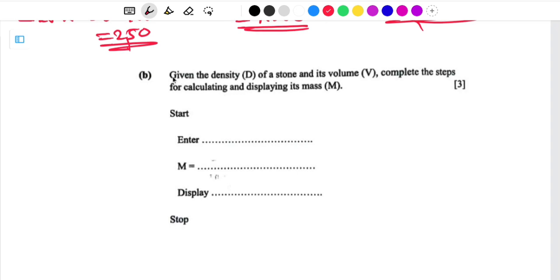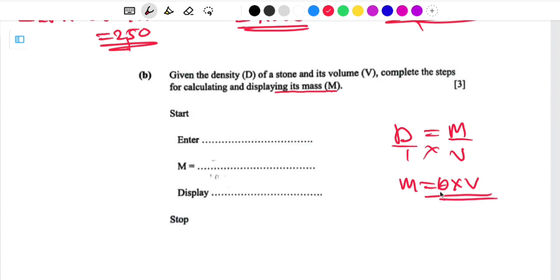Question B. Given the density D of a stone and its mass and its volume V, complete the statements for calculating and displaying its mass. So what we are calculating here is mass. Density is equal to mass over volume, but we want to calculate mass. So we have to make mass the subject of the formula so that density multiplied by V is the one that we are going to find.